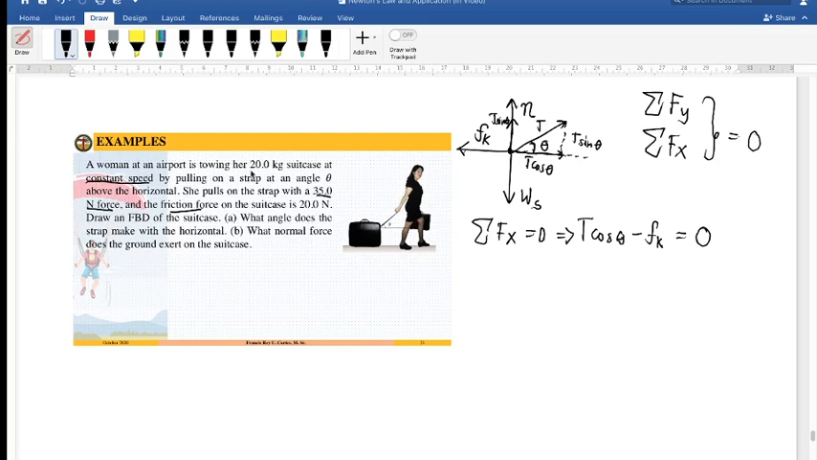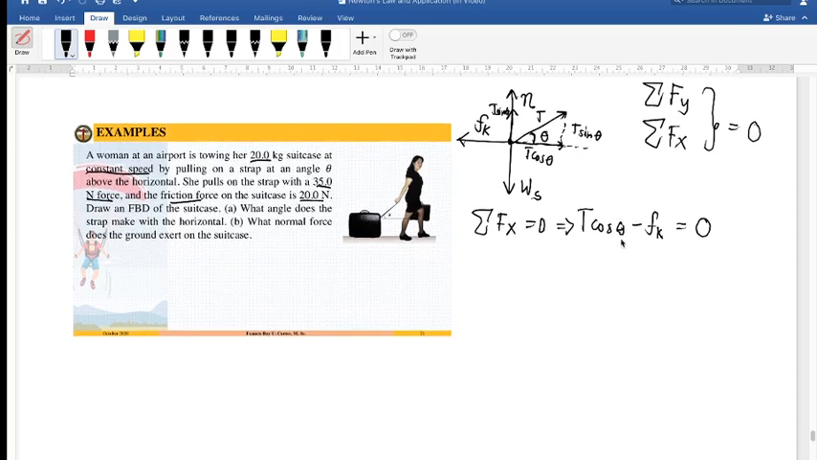And the weight of the suitcase is 20 kilograms. And then the friction force is 20 Newton. So, ito yung mga known natin na value. So, we can get theta here by using the value of tension tsaka yung Fk. Okay? So we have T cosine theta is equal to Fk. Then divide both sides by T. So we have cosine theta is equal to Fk divided by T.